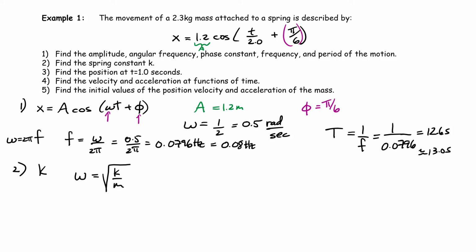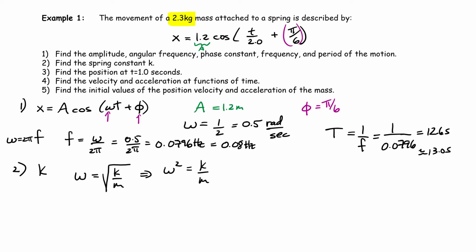You know this ratio k over m because they're directly related to it. So we were told in the problem that we have a mass of 2.3 kilograms. This means I could calculate k by rearranging this equation. If you square both sides here, what would you get? You get omega squared equals k over m.